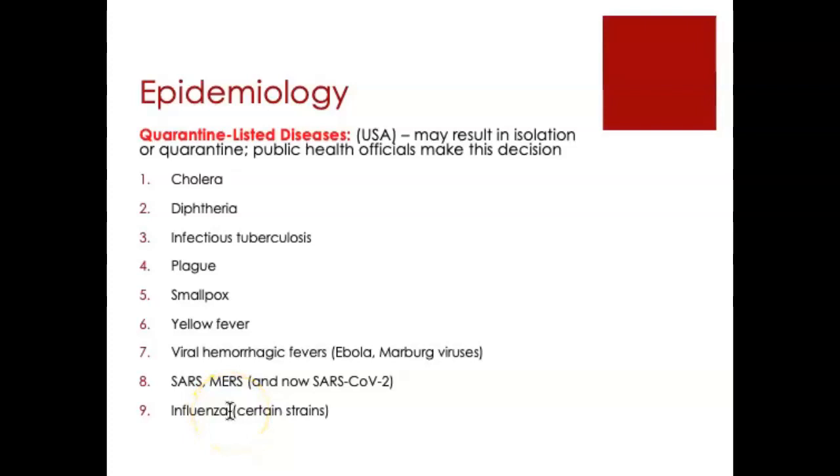If you're not familiar with these, the SARS stands for Severe Acute Respiratory Syndrome. MERS is Middle Eastern Respiratory Syndrome, and both of those are coronavirus diseases. So, of course, our new SARS-CoV-2 is also now on the quarantine list.